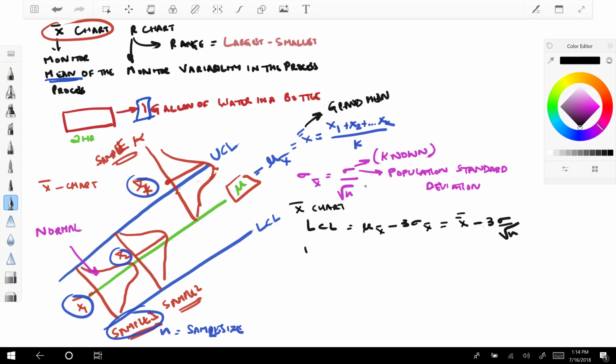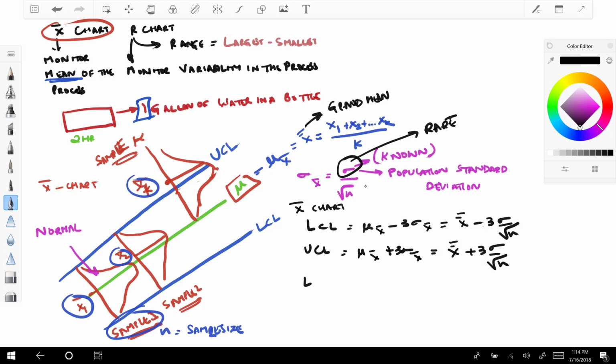Similarly, the upper control limit would be mu x bar plus 3 sigma x bar, which is given by x double bar plus 3 sigma by root n. In the real world, knowing sigma is very rare, so we will change our formula and use a different formula.